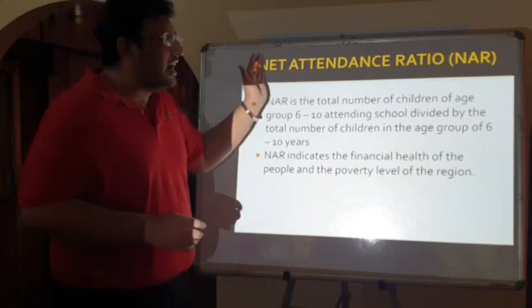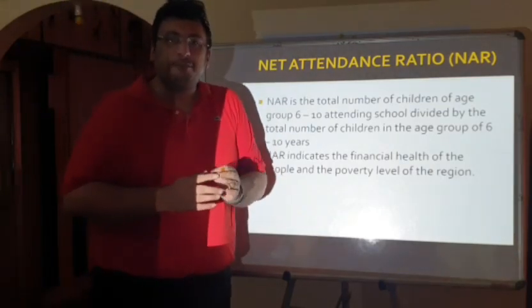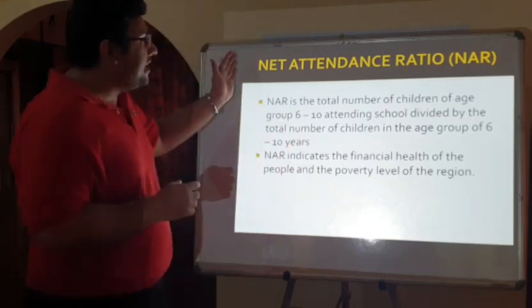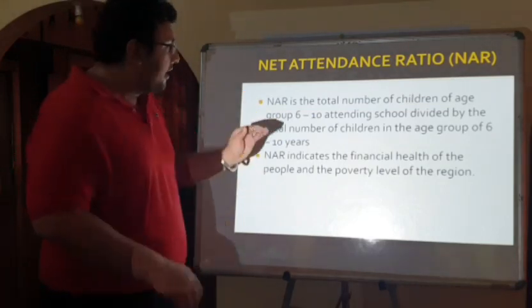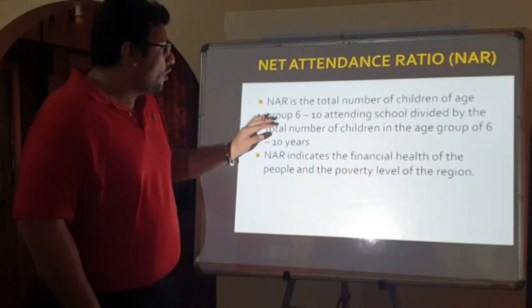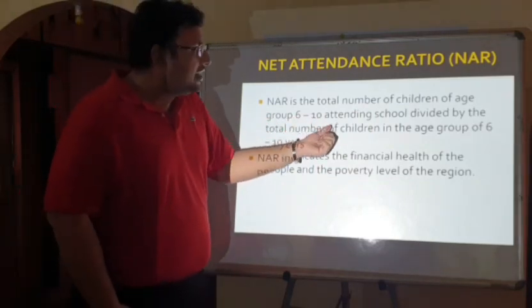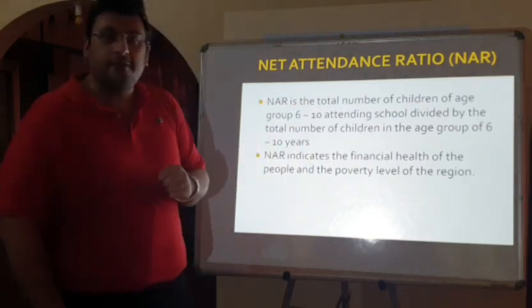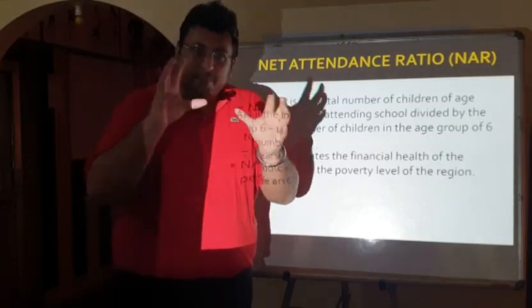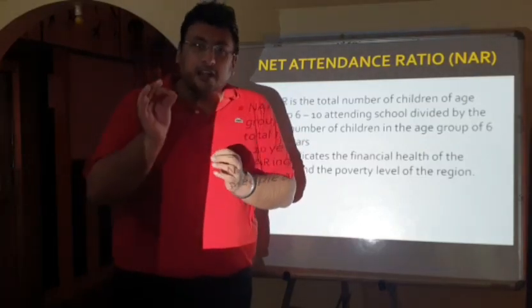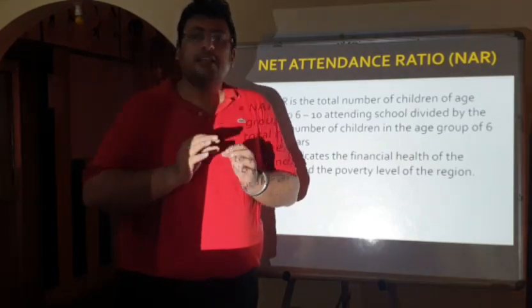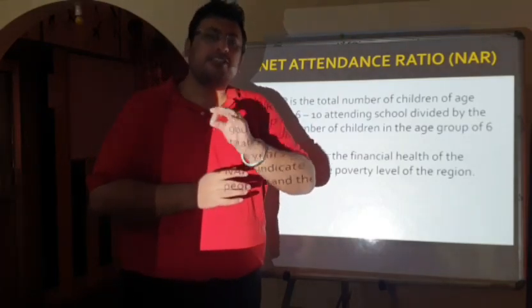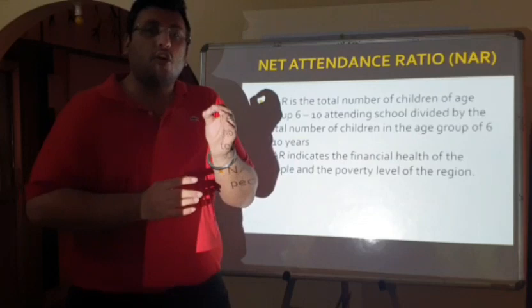The next is net attendance ratio, the last concept or aspect for comparing two different states or countries. Net attendance ratio or NAR is the total number of children of the age group 6 to 10 years attending school divided by the total number of children in the age group 6 to 10. 6 से 10 साल के जितने भी बच्चे आपके देश में हैं, अगर उसके 6 से 10 साल के जितने भी बच्चे स्कूल जाते हैं, उसको अगर आप डिवाइड कर दें 6 से 10 साल के जितने भी बच्चे हैं उस देश में, that is called net attendance ratio.